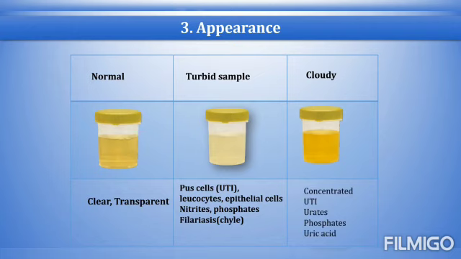Third one is appearance. The normal appearance is clear and transparent urine. Second, turbid sample is due to the presence of pus cells, leukocytes, epithelial cells, nitrite, phosphate, and cloudy appearance is due to the presence of concentrated urine, urates, phosphate and uric acid, which are present in the urine sample.